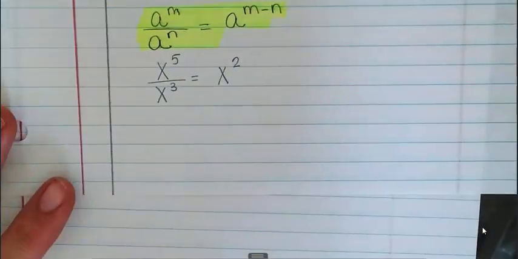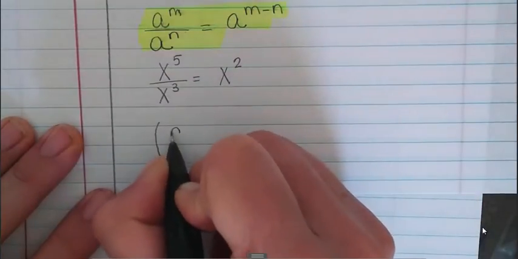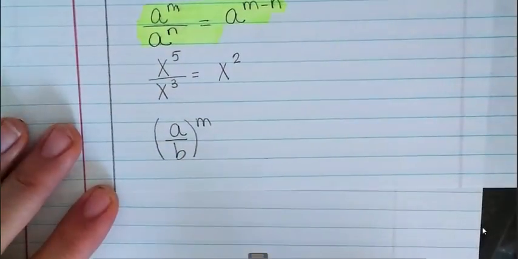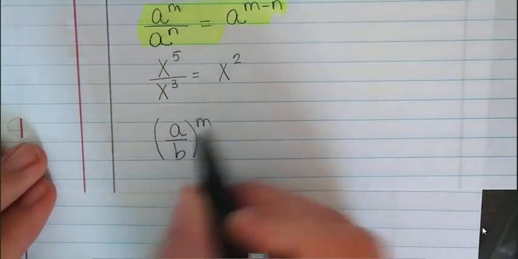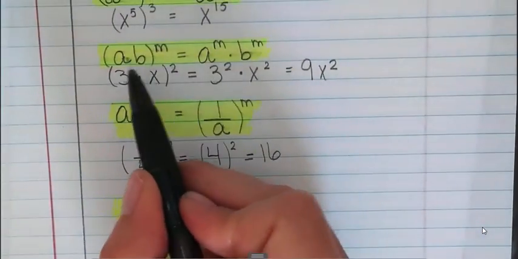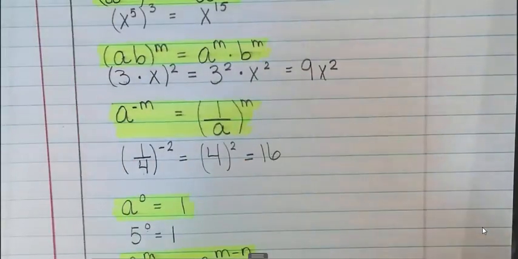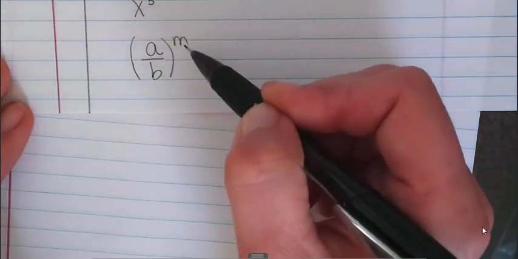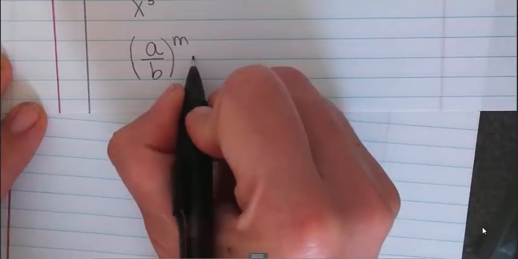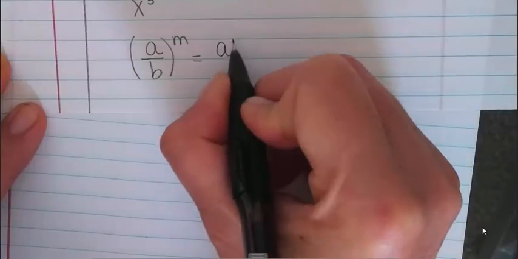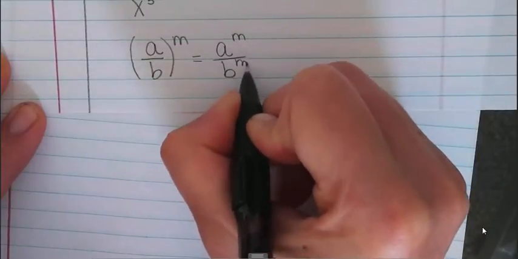One more property. And this property has to do with raising a quotient to a power. Well, when you raise, for example, a product to a power, notice that that power was given to each factor of the product. The same thing holds true with a quotient. When you raise a quotient to a power, each piece of that quotient, numerator and denominator, ends up getting that power. So this is really a to the m over b to the m.